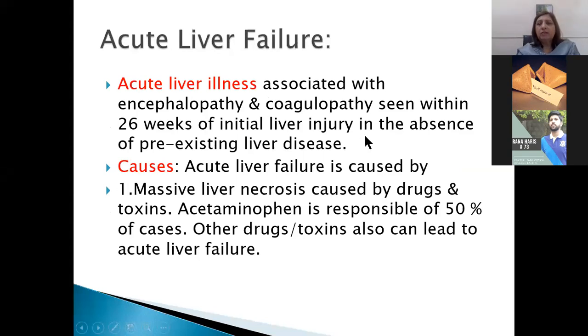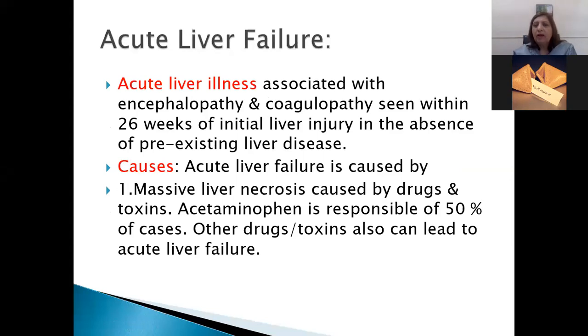Acute liver failure is associated with encephalopathy and coagulopathy, which are seen within 26 weeks of the initial injury of the liver, and the absence of pre-existing liver disease. So whenever you have to label a patient with acute liver failure, you have to see that certain signs and symptoms are also present in that patient. This can be coagulopathy or encephalopathy, which should be present within 26 weeks of starting the illness, and there is no pre-existing liver disease in that patient.